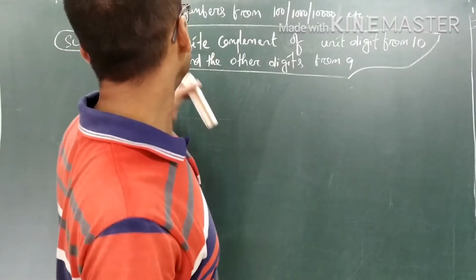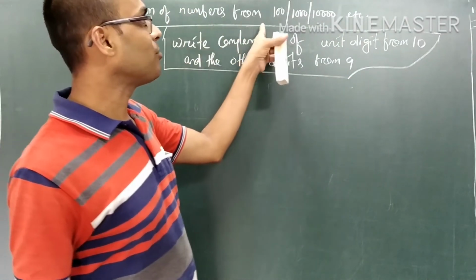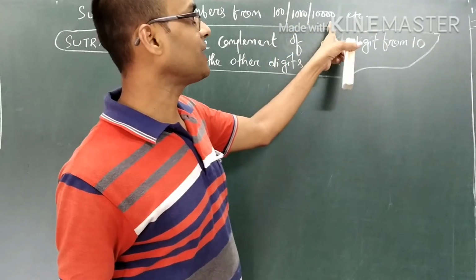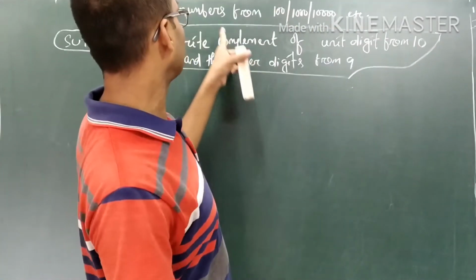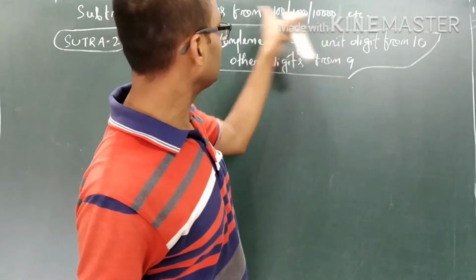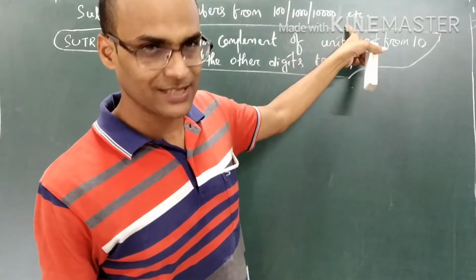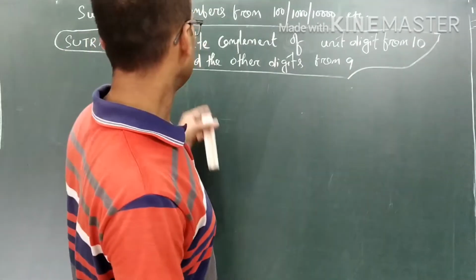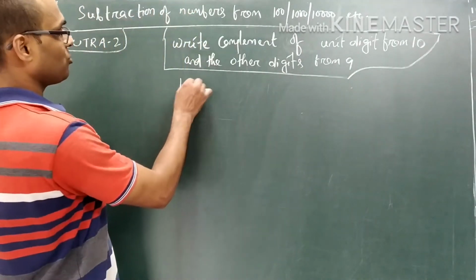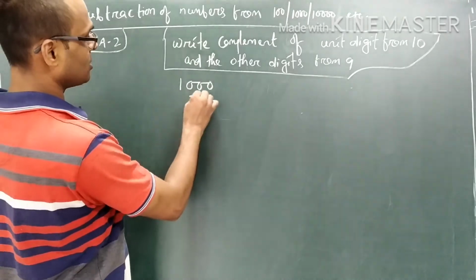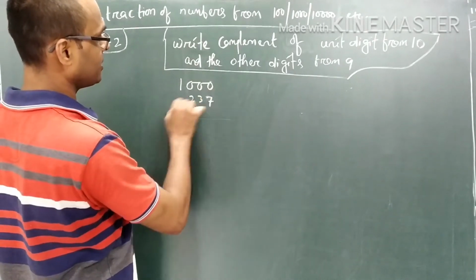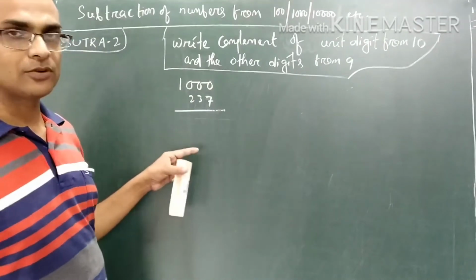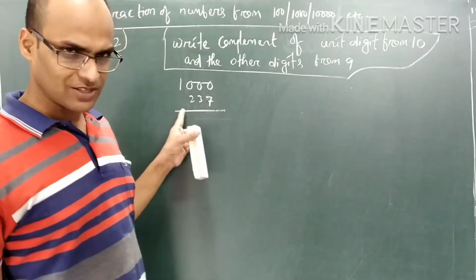In this video, we'll learn about the subtraction of numbers from 100, 1000, 10,000, etc. From the definition, it looks easy, but we will use this in solving some other questions also. Suppose you have to subtract 237 from 1000. We know the method, and the method is also easy.